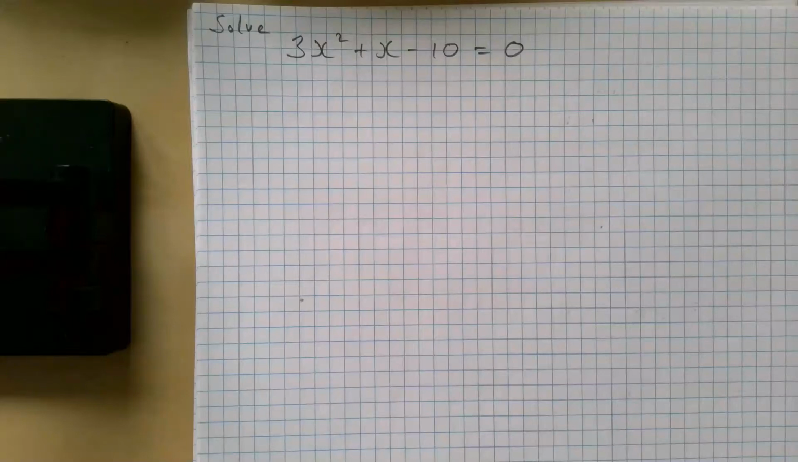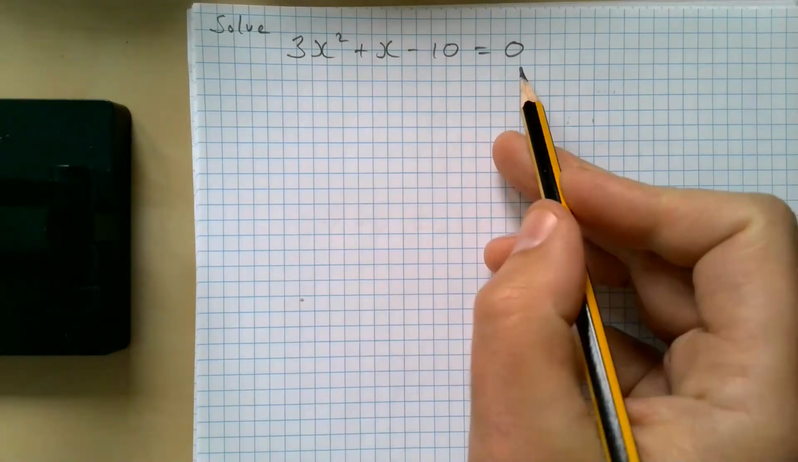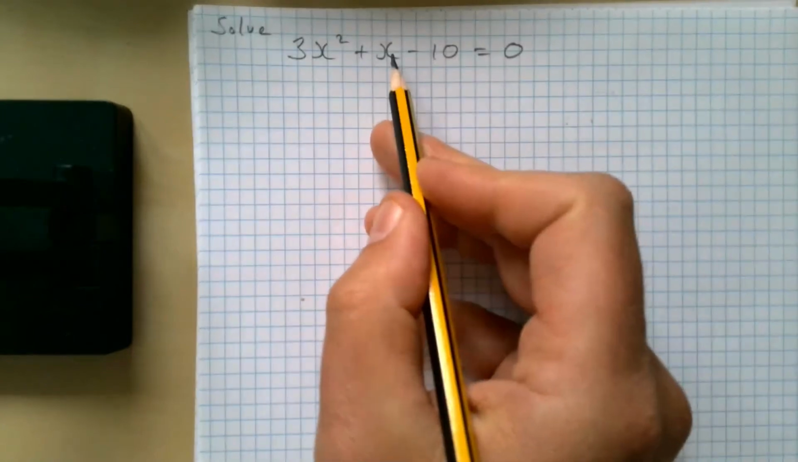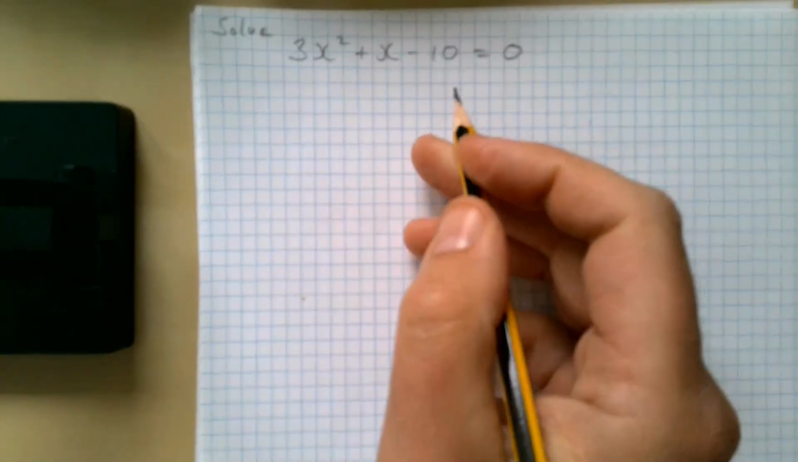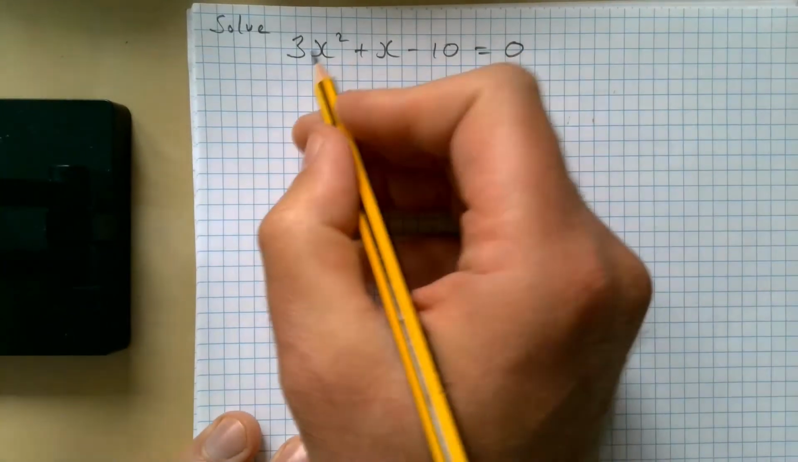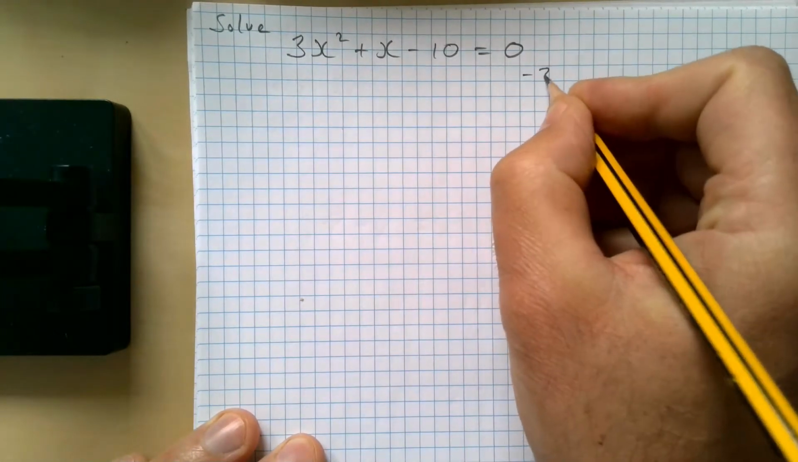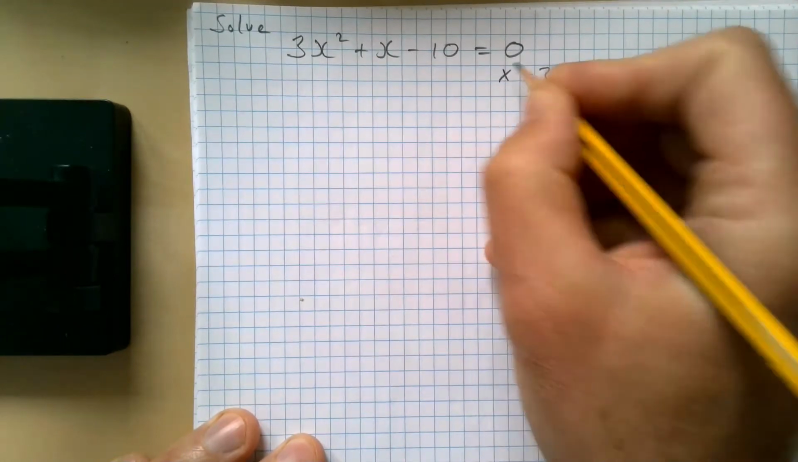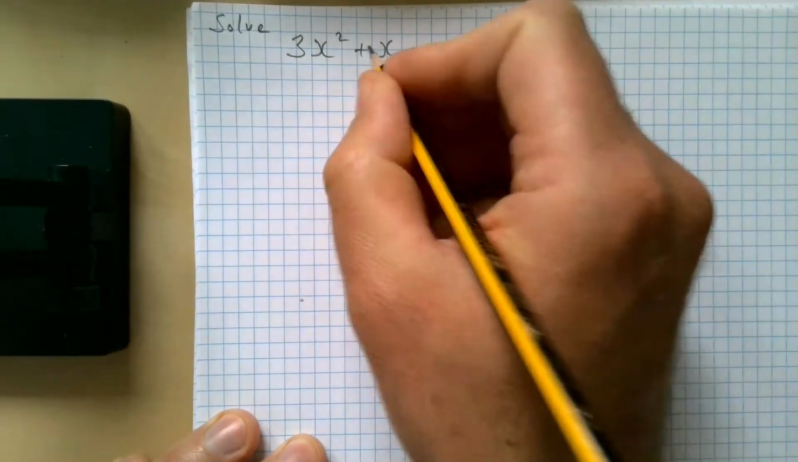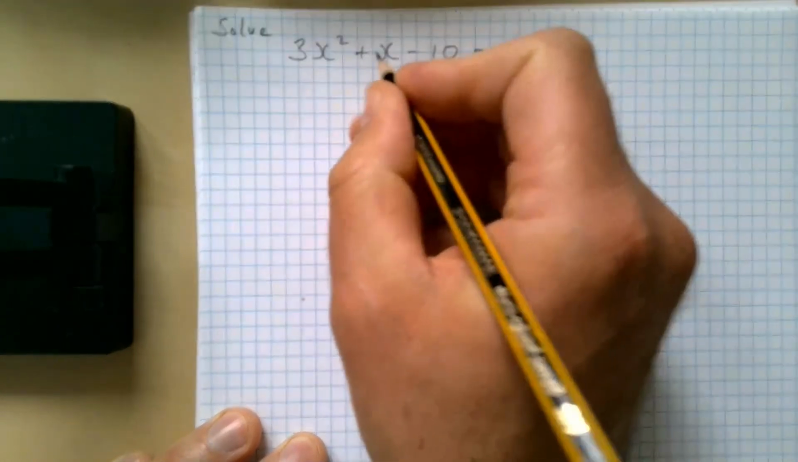This is GCSE algebra, and we are solving quadratic equations by factorising. So here's our example here. We have 3x squared plus x minus 10 equals 0. The way we go about doing this one is we'll do 3 times minus 10, and that gives us minus 30. So we need two numbers that multiply to give us minus 30, and the same two numbers add to give us whatever the number is beside x.